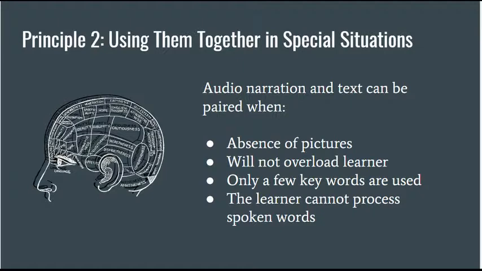It would also be acceptable to use both audio narration and pictures in situations where only a few keywords are used. This could actually enhance rather than detract from understanding if done correctly.